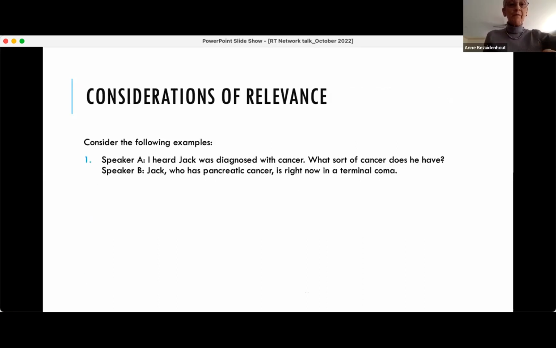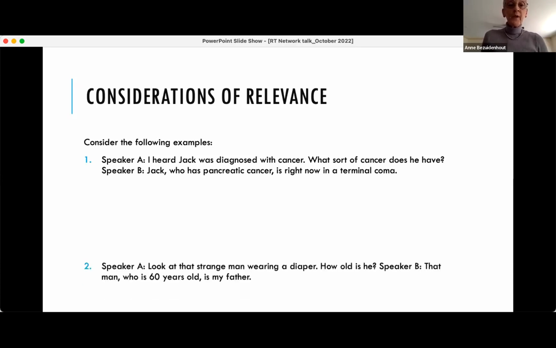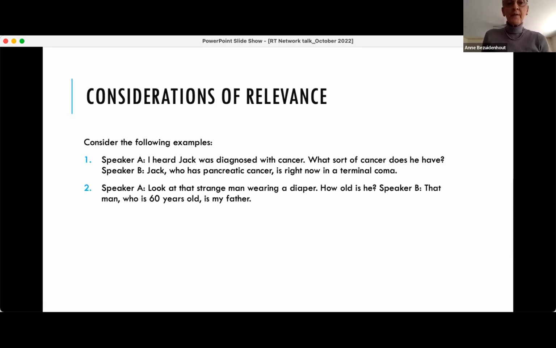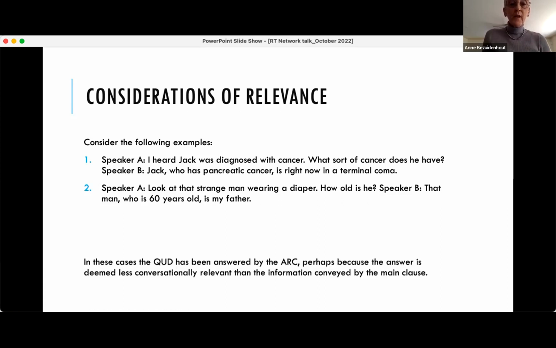Then there's a final example, and this is where maybe relevance could come in. Consider examples like this. I heard Jack was diagnosed with cancer. What sort of cancer does he have? And speaker B says, Jack, who has pancreatic cancer, is right now in a terminal coma. And another example: look at that strange man wearing a diaper. How old is he? Speaker B says, that man, who's 60 years old, is my father.